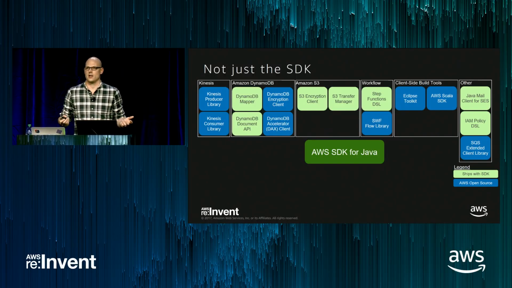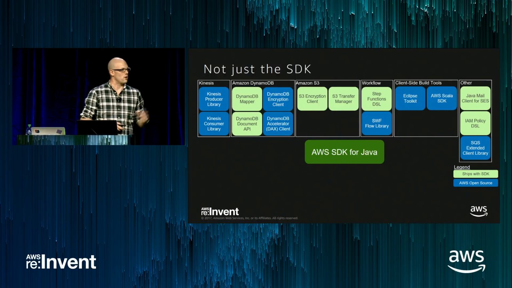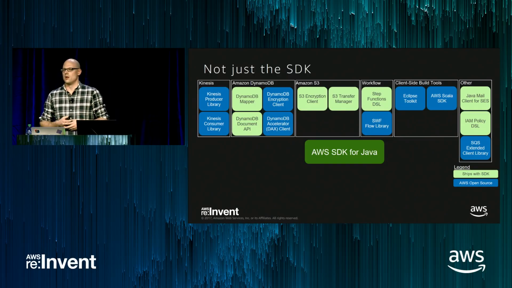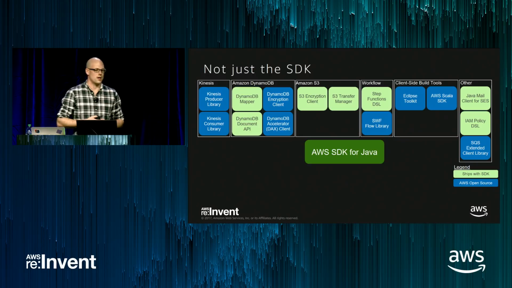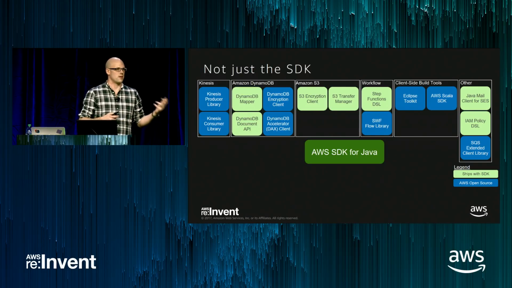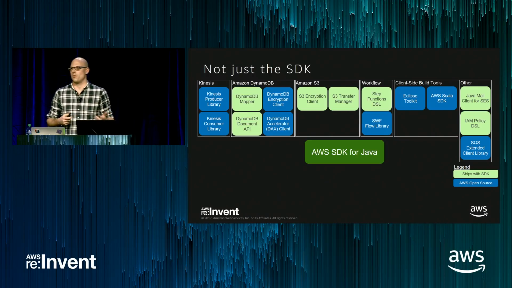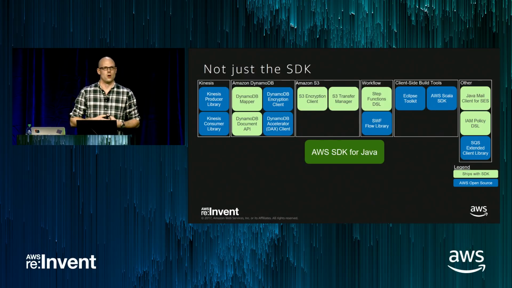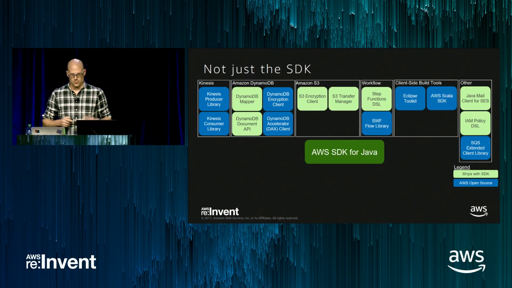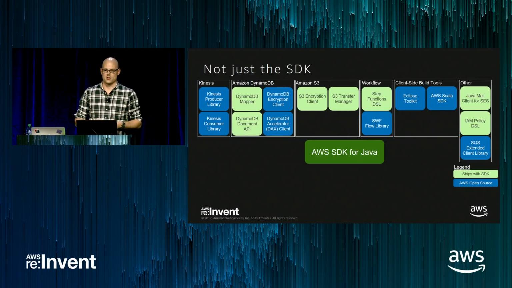Another interesting one is the AWS Scala SDK. I don't know if people have seen this one before, but this is a code generation plugin for your Maven project that will generate Scala-ish bindings on top of the Java SDK. They sit on top of and call down to the core Java SDK. So these are AWS-owned, AWS-managed open source products.